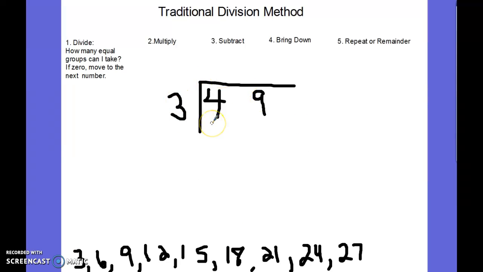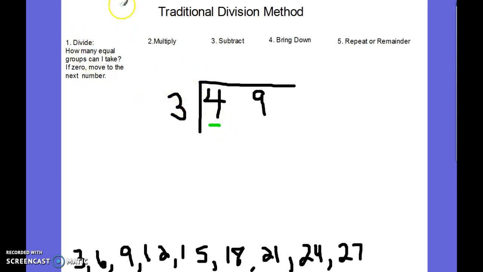We're also doing the traditional division method. This is the one that your parents will use and probably 5th or 6th grade teachers might use more often than the box division. So what we're going to do is first we're going to look at our divisor. We're going to list our multiples at the bottom so we can see how many groups of 3 go into certain numbers. We're going to start with 4.